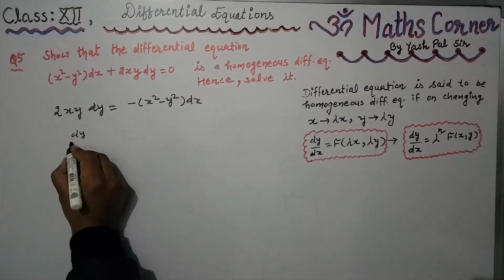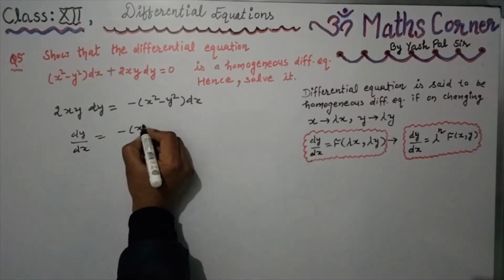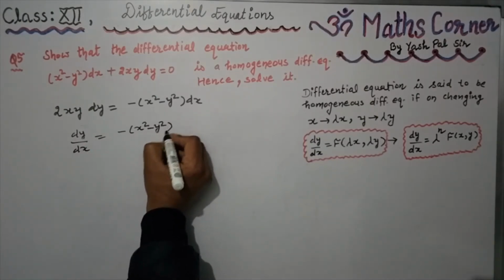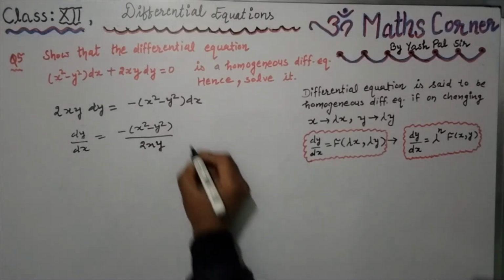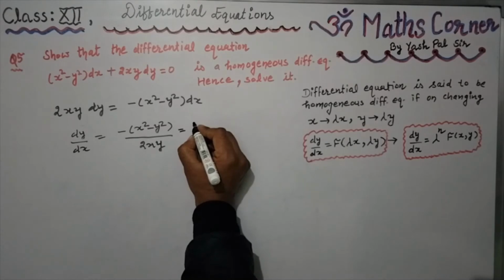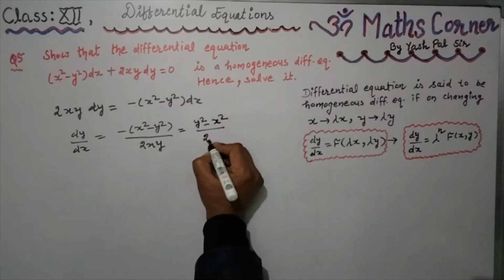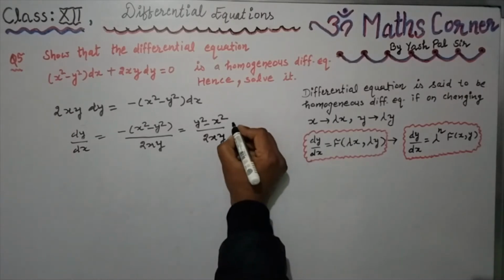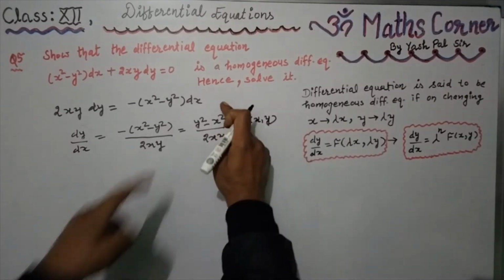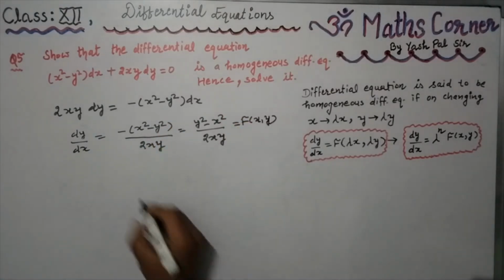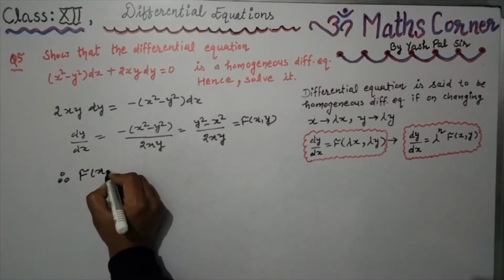Now dividing by 2xy, we have dy/dx equal to minus (x² − y²)/2xy, or we can say this is equal to (y² − x²)/2xy. So this is f(x, y). What is f(x, y)? This whole expression is f(x, y).